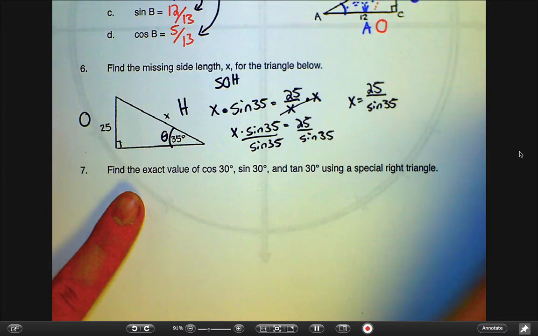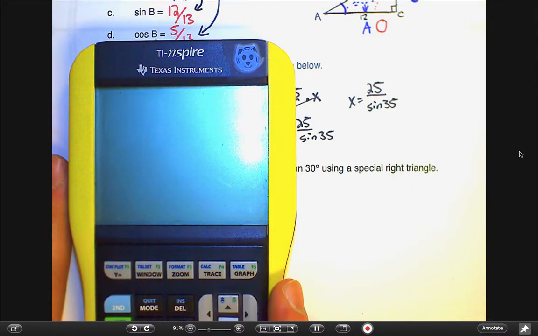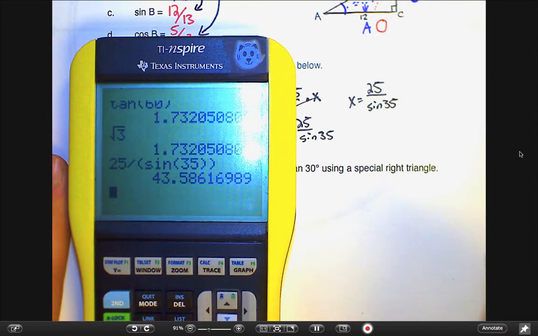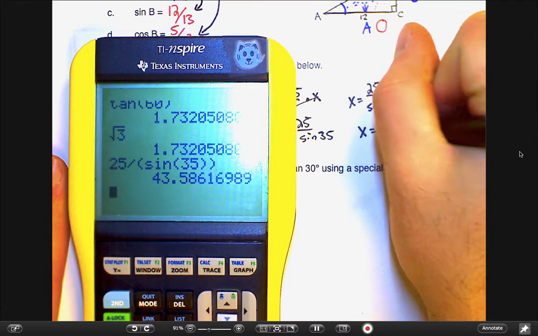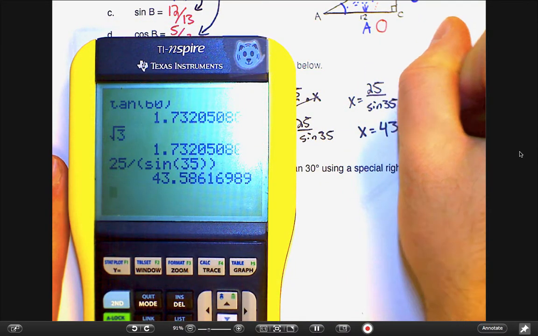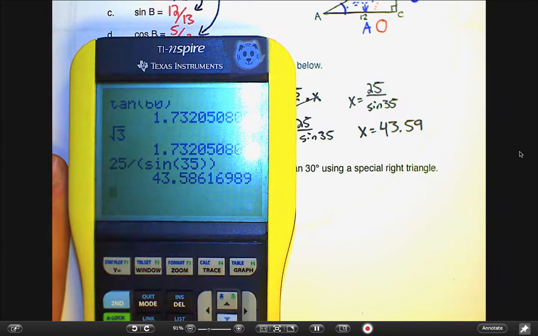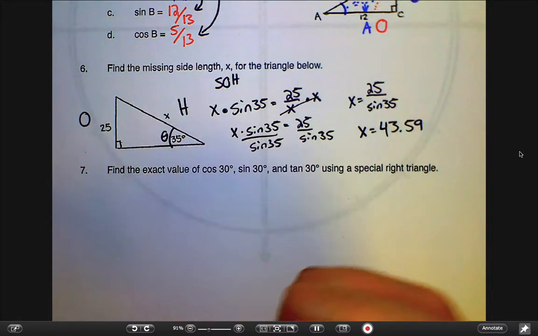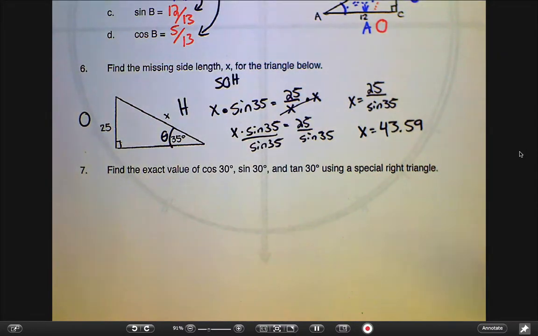Which again, in our calculator, is fairly easy to do. We're just going to do 25 divided, in parentheses, by the sine of 35. Go ahead and hit enter. Here we get that x is equal to 43.59 if I round that off. So that's going to be my hypotenuse. That's really all we're doing for this section, these trig ratios and working with them. Hopefully that helps you out.